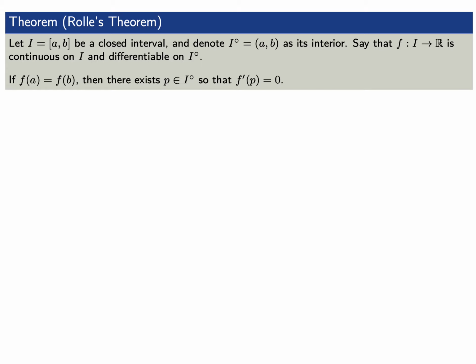We state another result, known as Rolle's theorem. Again, say that I is a closed interval, and let's denote I zero as the open interval from a to b. This will be its interior. Let's say that f is continuous on the closed interval I, yet differentiable on the open interval I zero. If f of a equals f of b, then there exists a point p in the interior so that f prime of p equals 0. This result is named after the French mathematician Michel Rolle.